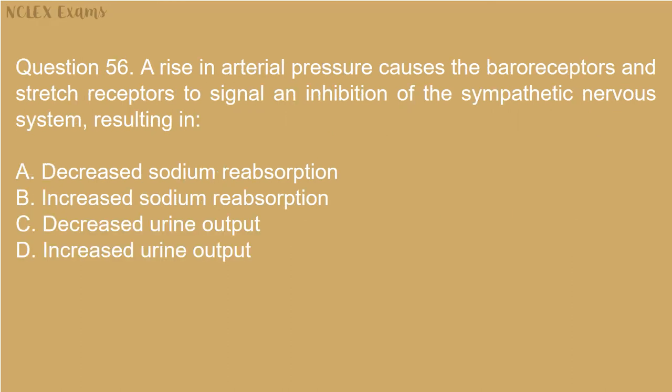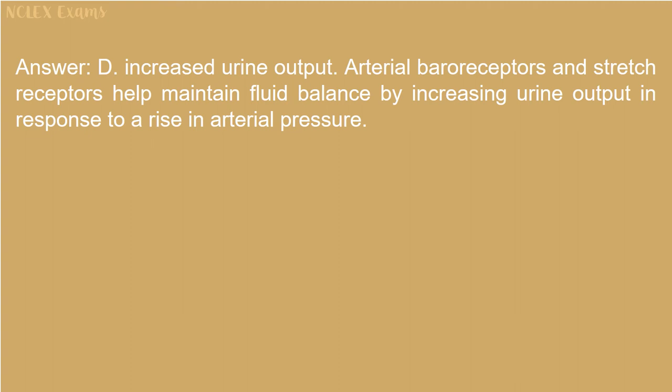Question 56. A rise in arterial pressure causes the baroreceptors and stretch receptors to signal an inhibition of the sympathetic nervous system, resulting in A. Decreased sodium reabsorption. B. Increased sodium reabsorption. C. Decreased urine output. D. Increased urine output. Answer D. Increased urine output. Arterial baroreceptors and stretch receptors help maintain fluid balance by increasing urine output in response to a rise in arterial pressure.